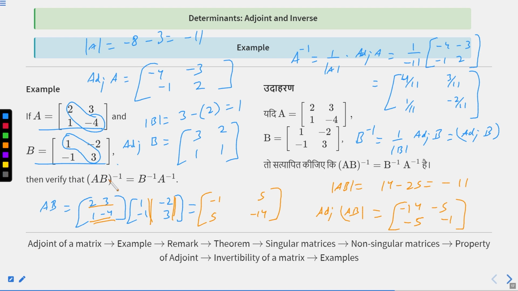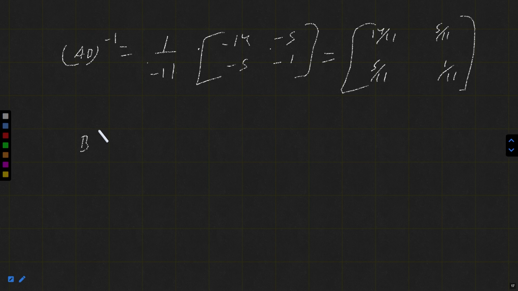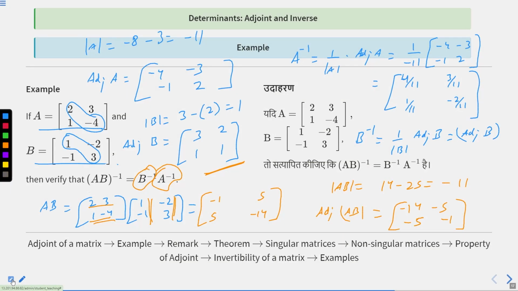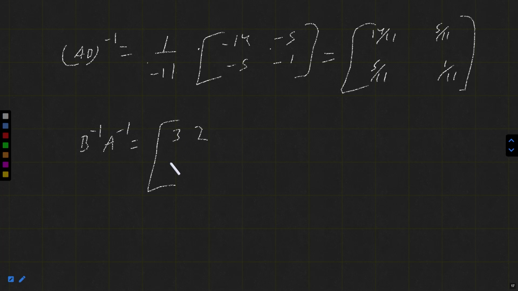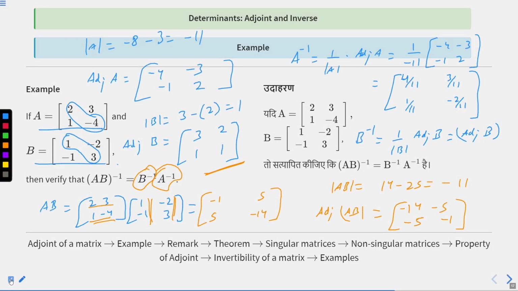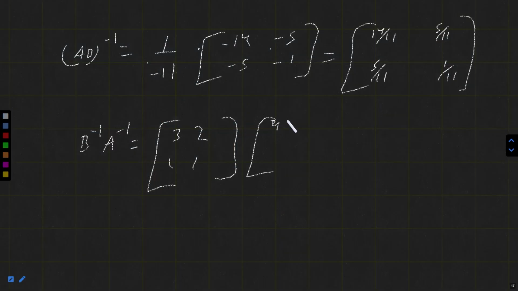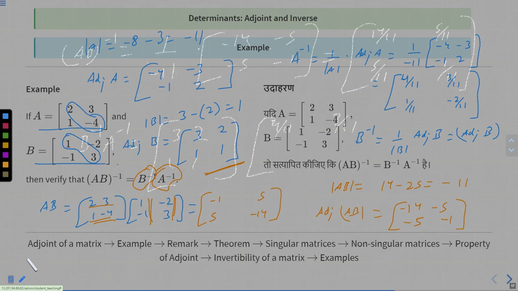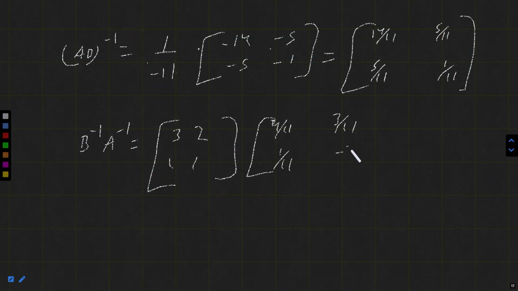Now, with AB whole inverse, you now need the product B inverse and A inverse. Where is our B inverse? B inverse is this. So I will be doing B inverse A inverse. B inverse is the same as the adjoint of B, which is 3 2 1 3 2 1 1. Now A inverse will be 4 by 11, 3 by 11, 4 by 11, 3 by 11, 1 by 11, and -2 by 11. 1 by 11 and -2 by 11.